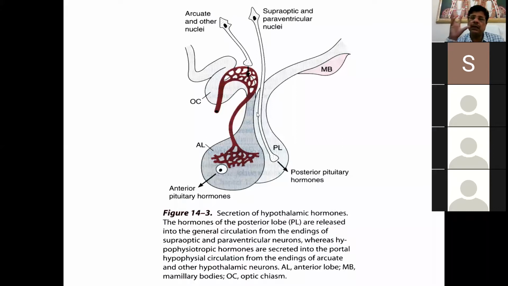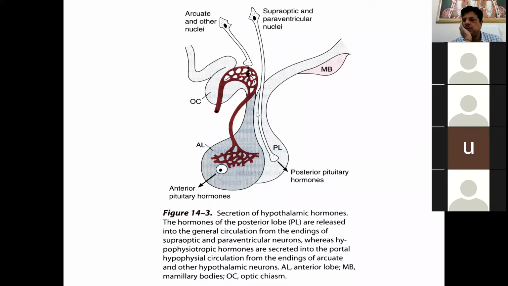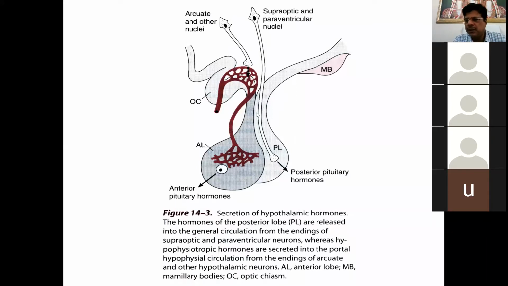There is one big molecule called POMC. Can anybody tell me the full form? Roll number 161, 142. Anybody here?